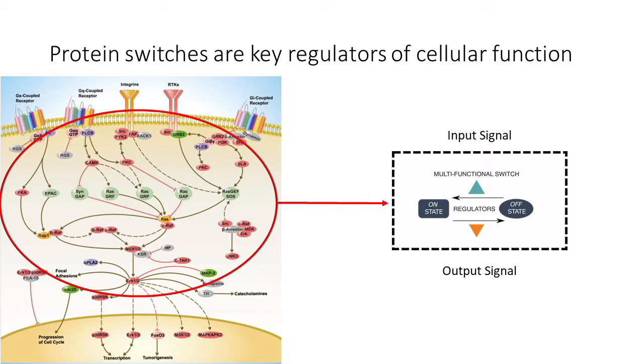The reason why I'm focusing on this is because protein switches are vital for cellular function. In order for cells to sense the environment around them, they have these processes called signal transduction processes. And in the middle of a signal transduction pathway, there are these vital proteins that are protein switches. What defines a protein switch is that it can change from one state to another depending upon its input signal. And when it switches from one state, it has an output signal that has cellular function to it.